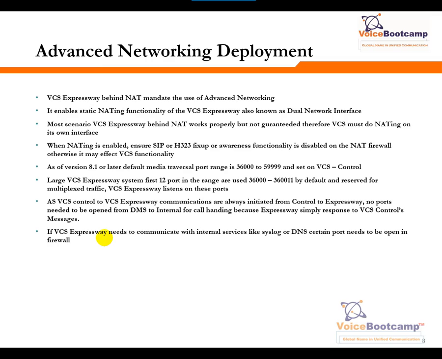Well, the way the firewall traversal works is that if the connection was already initiated from inside to outside, the return traffic on that same connection should be allowed. So it's the same thing here. Because the VCS Expressway C initiated the traffic to the VCS Expressway E, the return traffic will be automatically allowed.